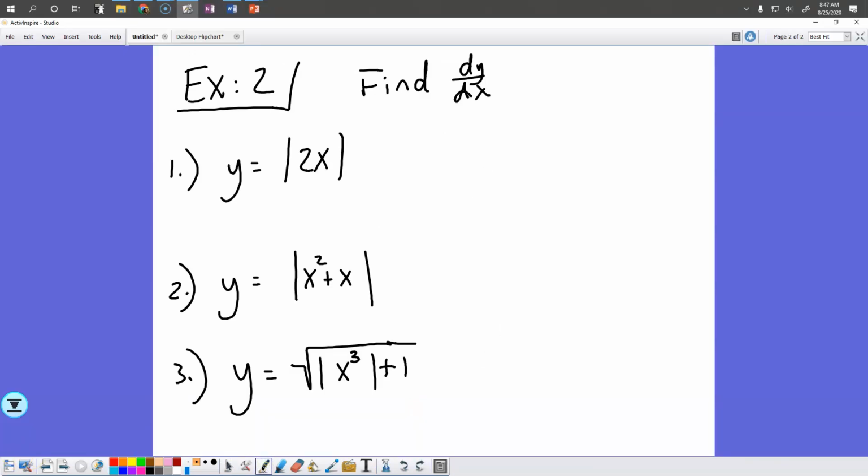So I'll go ahead and start off with something pretty straightforward here. For the first one, y equals the absolute value of 2x. So here's the basic rule, you guys. You put the entire absolute value thing on the bottom. You put whatever's on the inside on the top. Okay? But now all of these are going to be a chain rule. So this is the derivative of the outside.